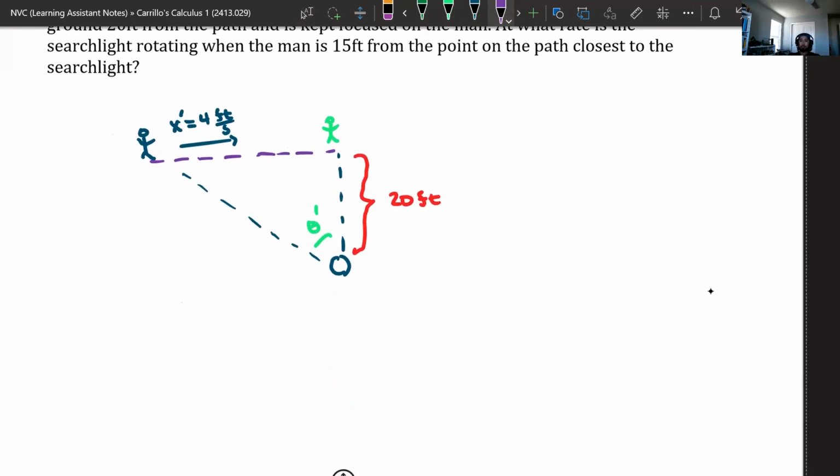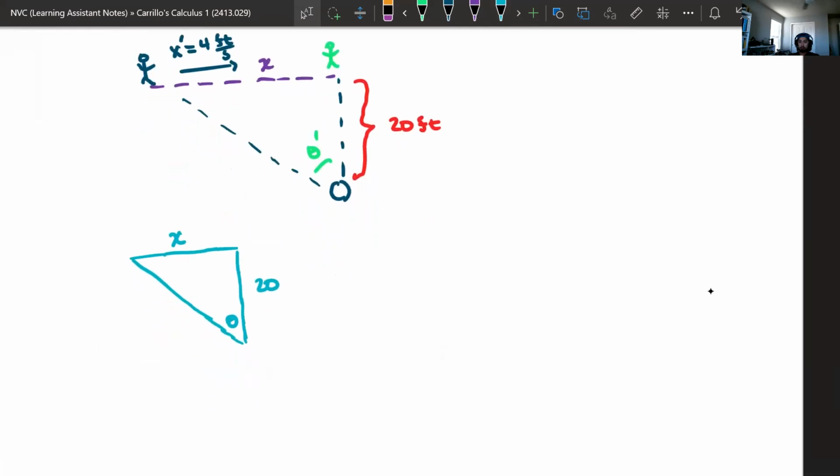So we need to find the relationship between the distance that the man has walked, which will be represented by x, and the angle, which is theta. So let's redraw this triangle a little bit more clearly without all the diagrams of people and spotlights. So here is the path. Here's the distance from the spotlight to the path. And then here's the distance between the spotlight and the man. So here's the distance x. Here's the angle theta. And again, the distance between the spotlight and the path does not change. So that distance we can plug into our diagram.